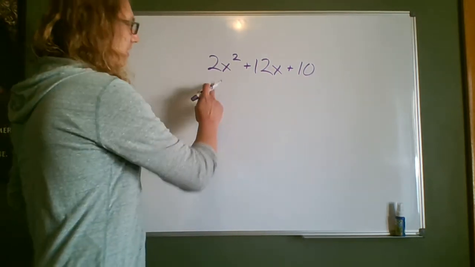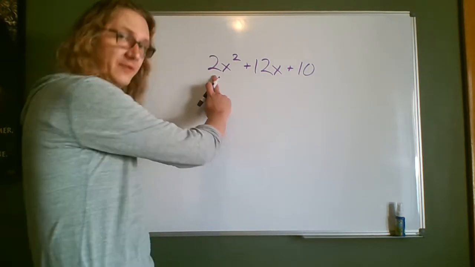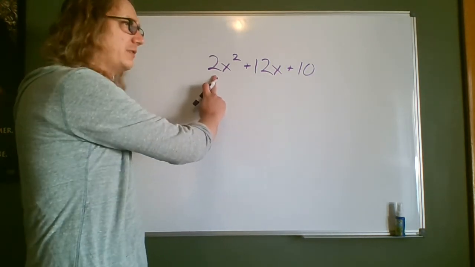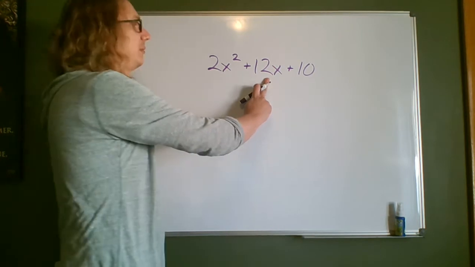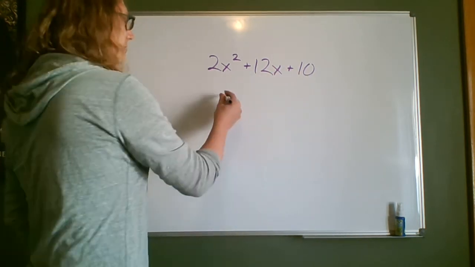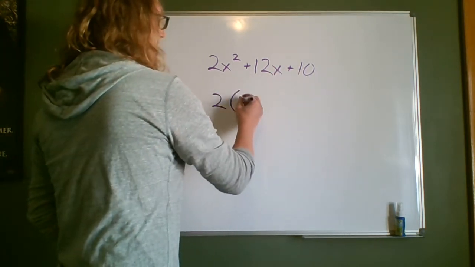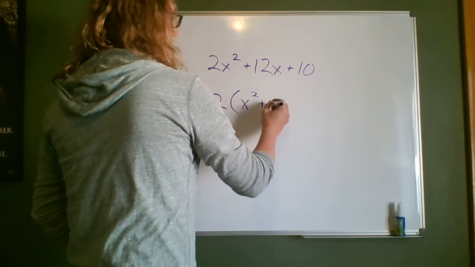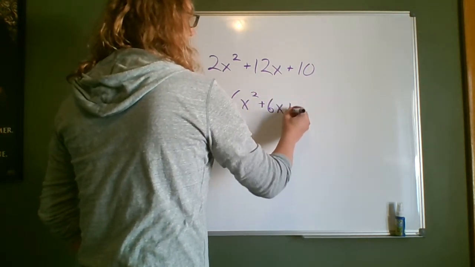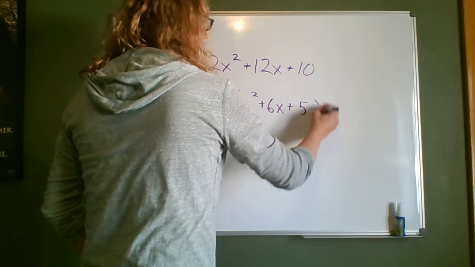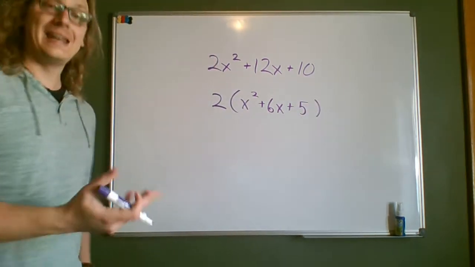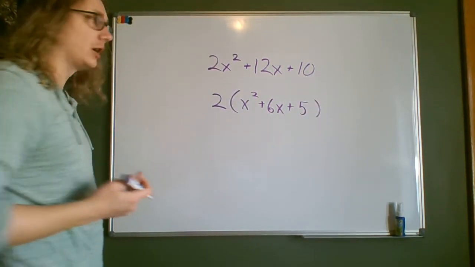We're just going to factor out a 2, because if you look at this number, 2 is divisible by 2. Everything's divisible by itself. 12 is divisible by 2, and 10 is divisible by 2. So I'm just going to pull a 2 out. And that'll leave me with x squared plus 6x plus 5. And now this is just the problem we were doing 2 days ago.